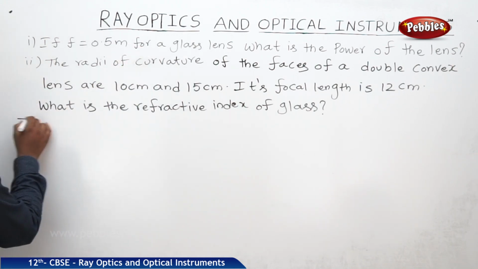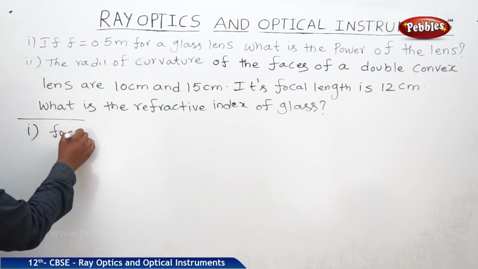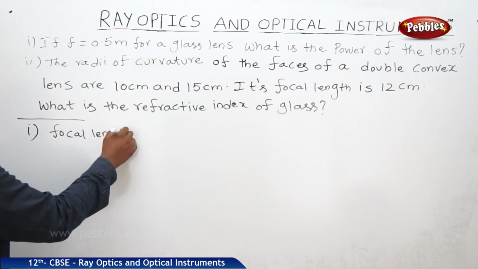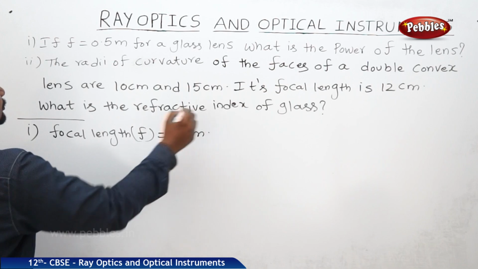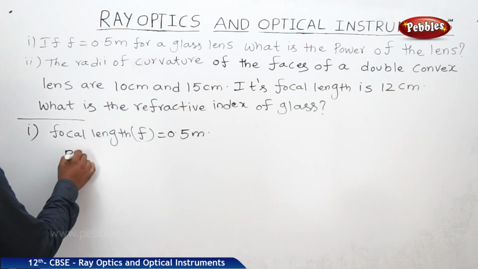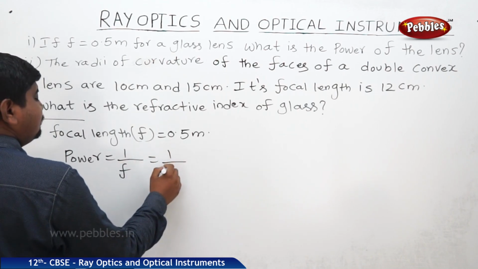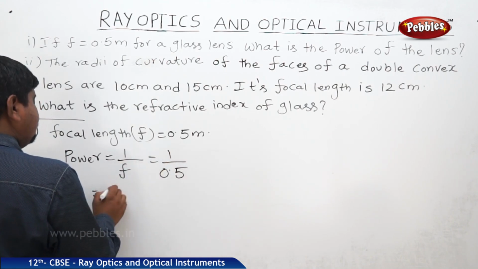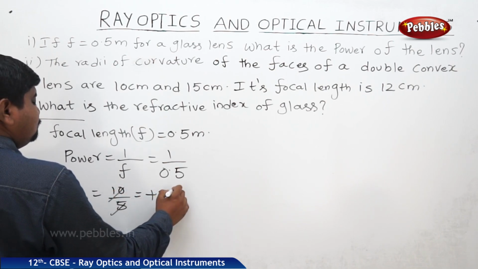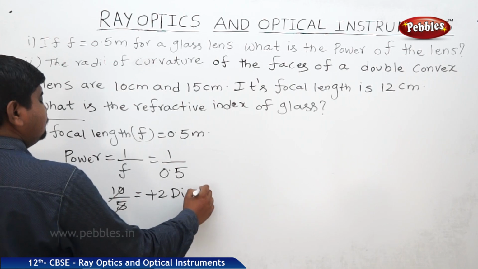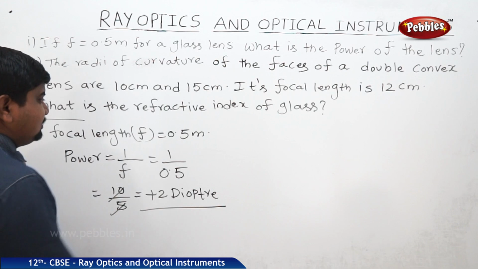So first we will solve the first one. Focal length f is equal to 0.5 meters. So what is the power? P is equal to 1 by f. Therefore, 1 by 0.5. We can write this as 10 by 5, so plus 2 diopter. It is a converging lens, so double convex.